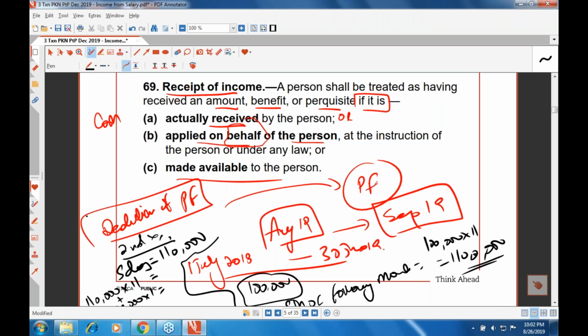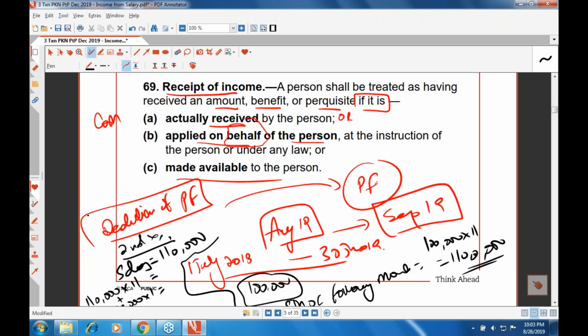Or lastly, it's made available to you. For example, the check is ready, but you're not collecting it. You're not collecting it, it's your fault. It's not the employer's fault. It will be considered as taxable.